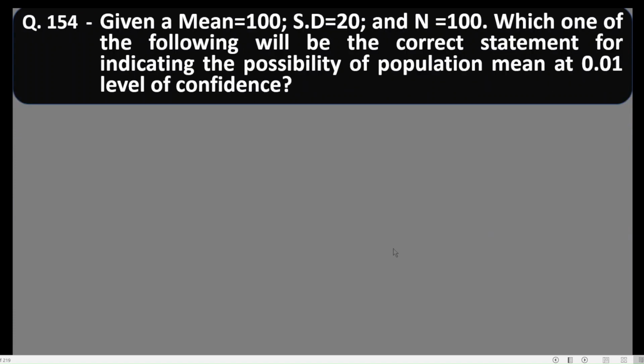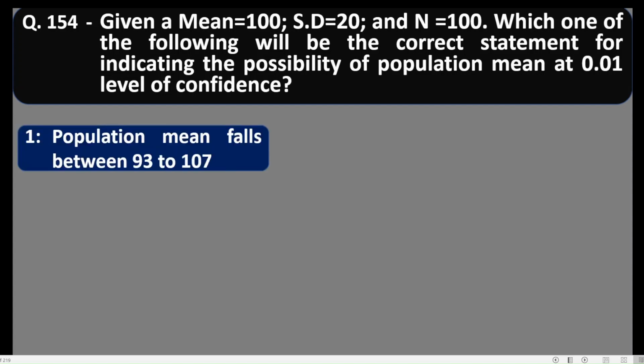Question number 154. Given a mean 100, SD standard deviation 20, and n 100, which one of the following will be the correct statement for indicating the possibility of population mean at 0.01 level of confidence? It means we have to find the confidence interval at 0.01. It means we have to estimate the population mean at 0.01 level. Here 4 options are given.